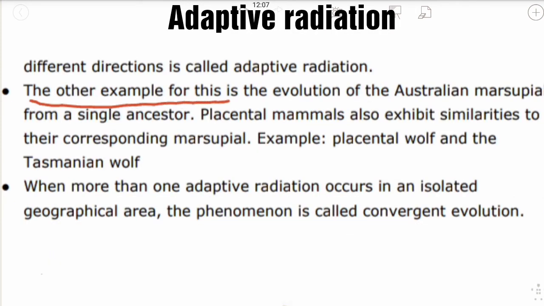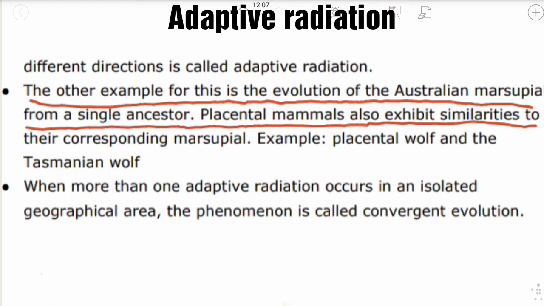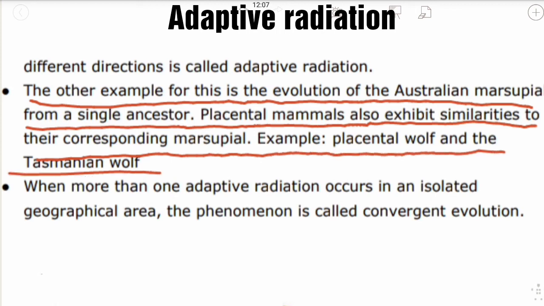An example for this is the evolution of the Australian marsupials from a single ancestor. Placental mammals also exhibit similarities to their corresponding marsupials. For example, the placental wolf and the Tasmanian wolf. From a single ancestor, different kinds of Australian marsupials were formed. Even the placental mammals exhibit similarities to their marsupials.